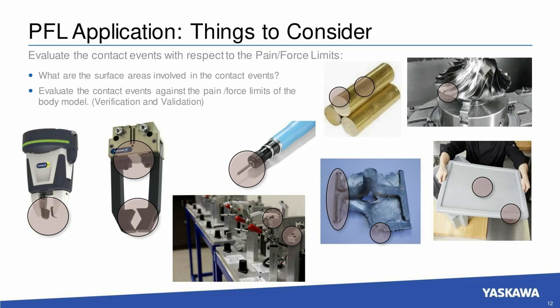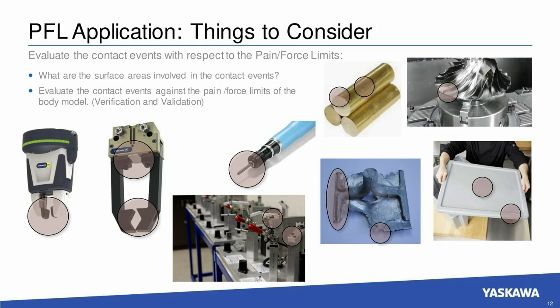So the smaller the surface area, the sharper the edge, the more force and pressure is applied, and the robot can easily exceed those pain force limits. So when we're evaluating it, I threw on some examples here. You can see the plastic lid down there. There's a lot of surface area. Those edges are rounded, there's not a lot of sharp edges, so chances are we'll be able to do that. That would be a good PFL application.